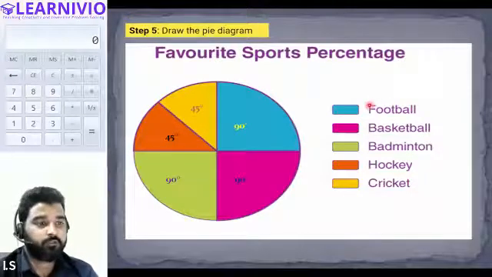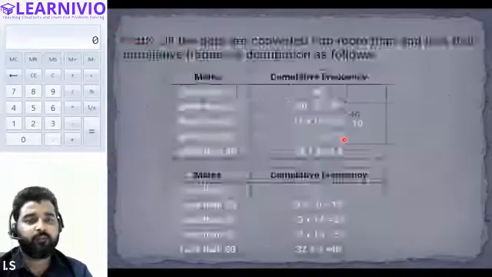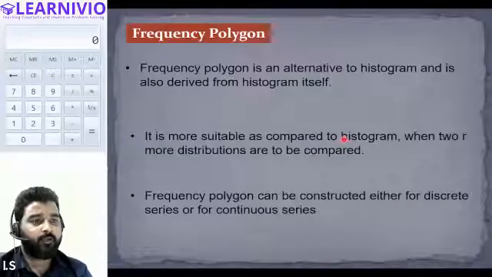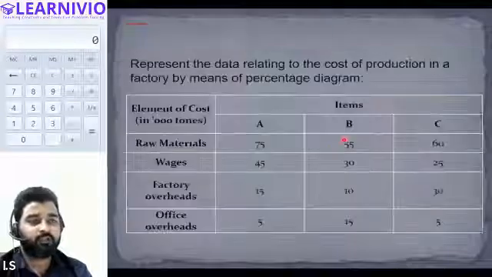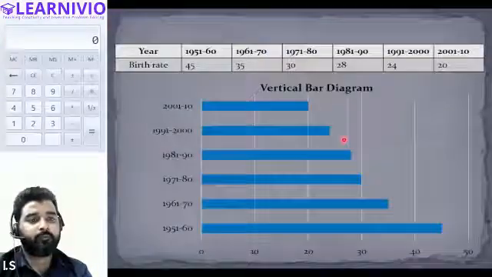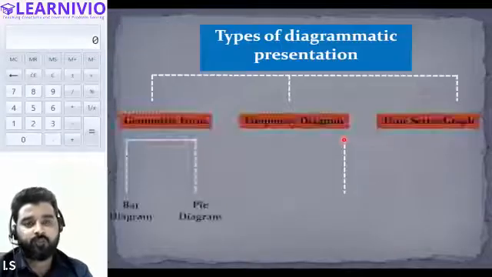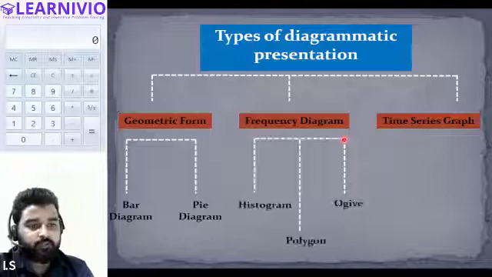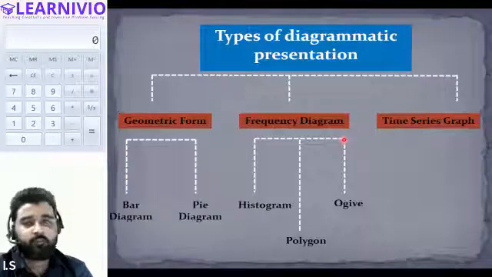Other than this, we have completed everything, I guess, in this chapter. Time series, I think, is not in the syllabus, so we are not required to cover that part. I'm not sure, I think I'll have to check, but I think the time series graph is not in the syllabus, so we won't be doing that. Other than that, we have done the bar diagram, the pie diagram, then histogram, polygon, and Ogive. So we have done everything in this chapter.